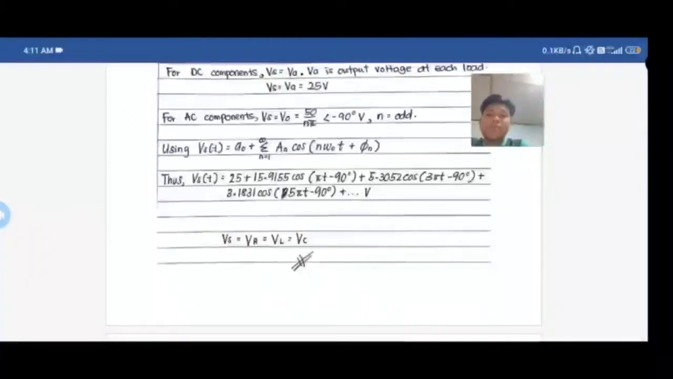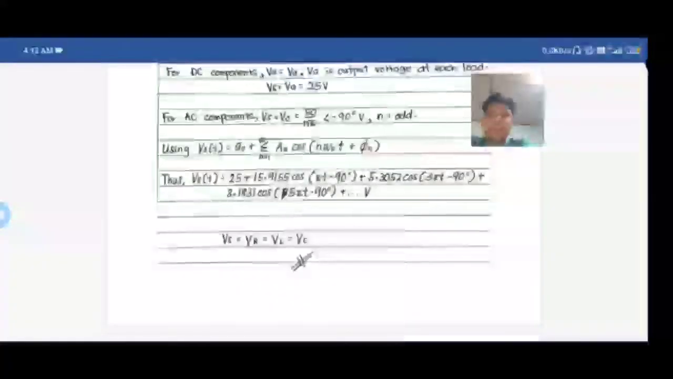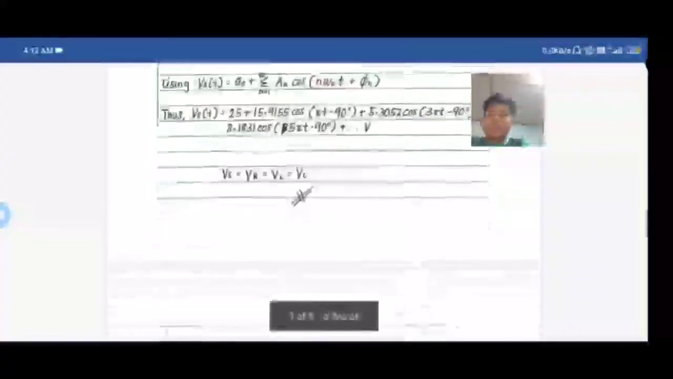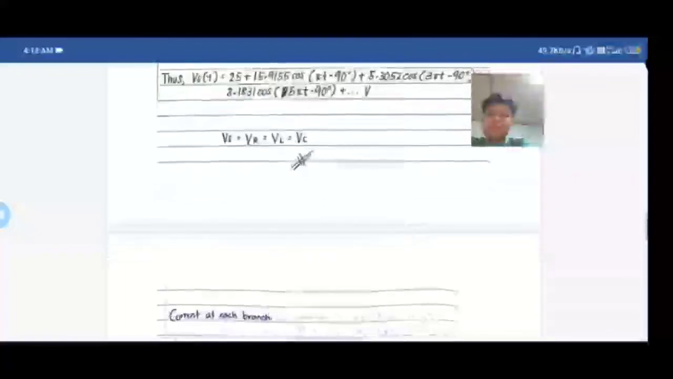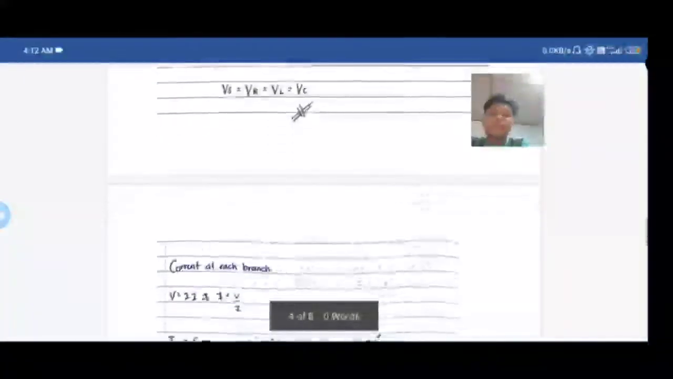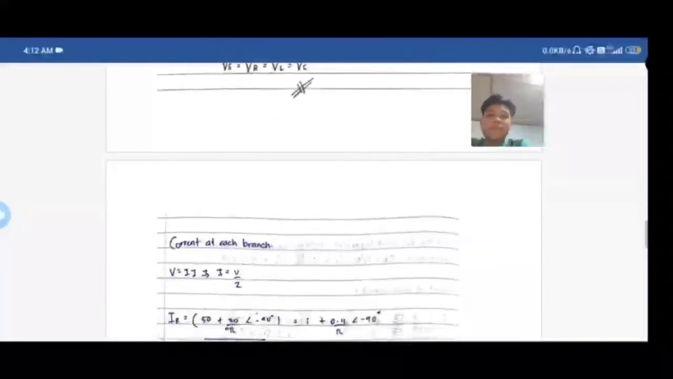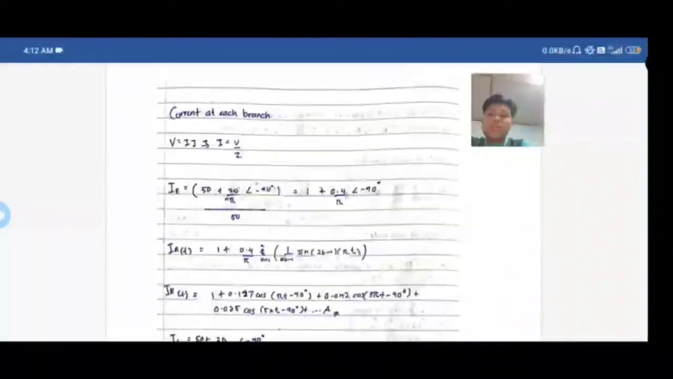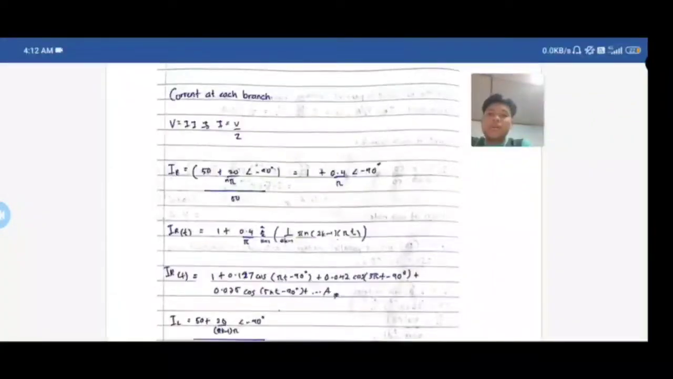15.9155 cos pi t minus 90 degree, plus 5.3052 cos 3 pi t minus 90 degree, and then plus 3.1831 cos 5 pi t minus 90 degree, and then plus the next terms until it reaches its limit. And this is the voltage Vs, equal to Vr, Vl, and Vc, since the circuit is parallel. So the current at each branch is represented by V equal to I Z.